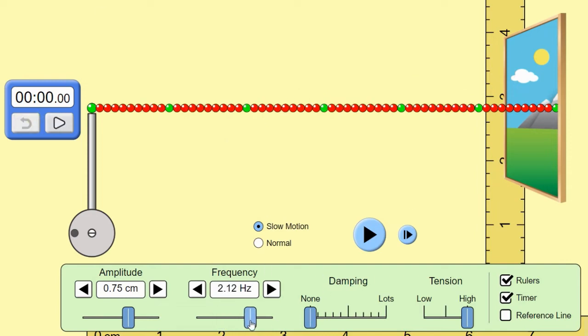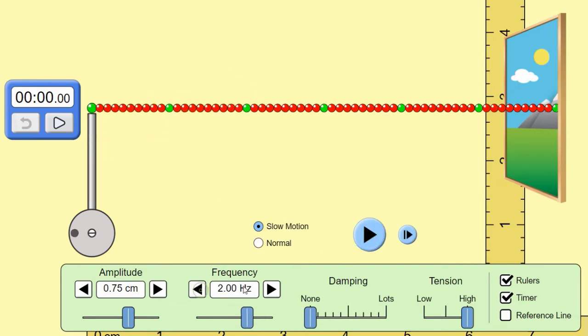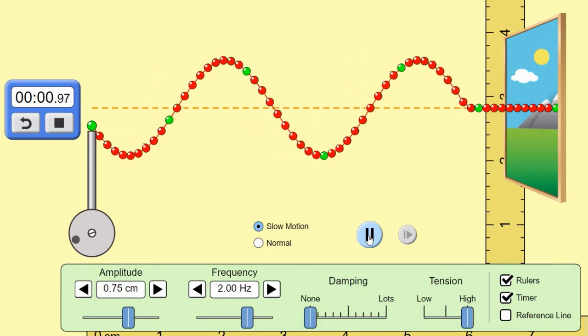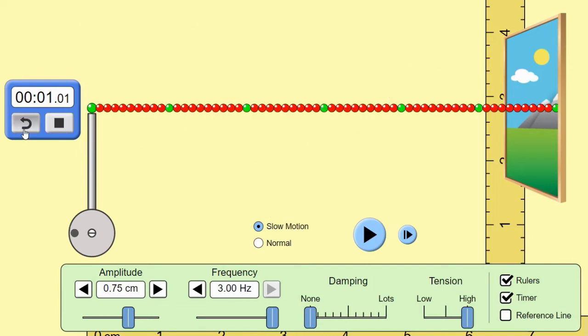All right, let's try high frequency now. Let's go with 2 hertz. Whoops, just need to start my timer. Okay, here we go. And in 1 second, you can see that it's still traveled the same distance. So it's still traveling at the same speed at 1.5 and 2 hertz.